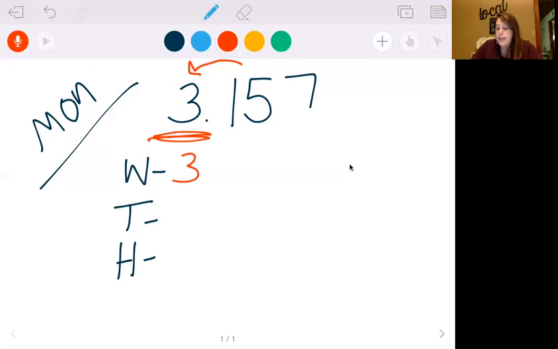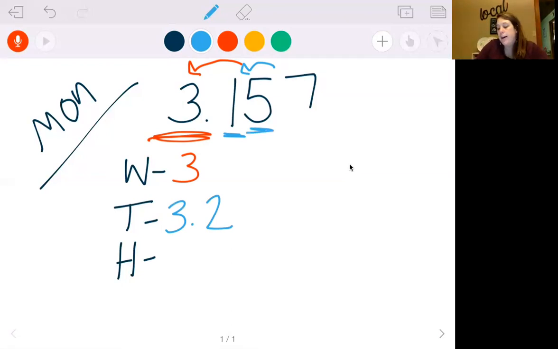Okay, so the nearest tenth. The tenth I have is 1. The number next to it is 5. 5 is going to make that 1 go to a 2. So I'm going to keep my 3, keep my decimal, change my 1 to a 2. I don't put anything else after that. I just want my answer to have one place after the decimal.